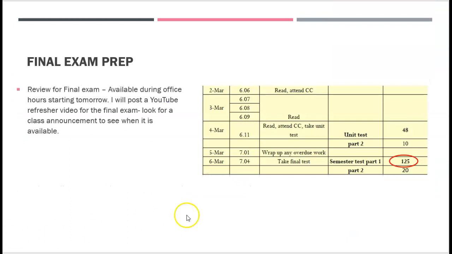Just as a reminder, we have final exam prep starting tomorrow during office hours. The unit test is due by the end of the day on Wednesday, and the semester test is due by the end of the day on Friday, March 6th. Please visit me if you need help during office hours. It is a big exam, worth a lot of points, and I'm here to help you study and prepare for that.